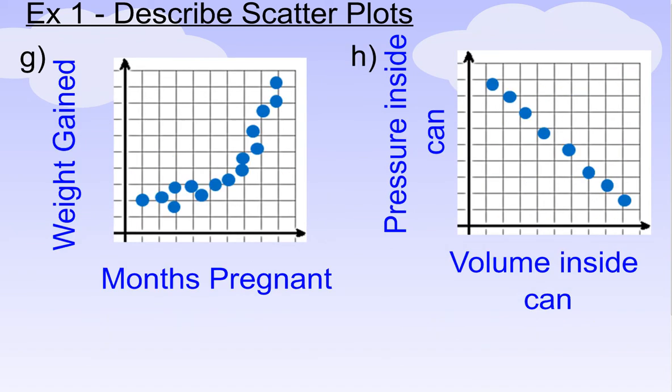Okay, we've got two here for you to try. This first one is comparing months pregnant and weight gained, and there's your scatter plot. And letter H is the volume inside of a can and the pressure inside of the can. So I'd like you to pause the video, do the problems right now, describe them. What adjectives can you put to those correlations? When you're ready to continue, hit play, and we'll go through it together.